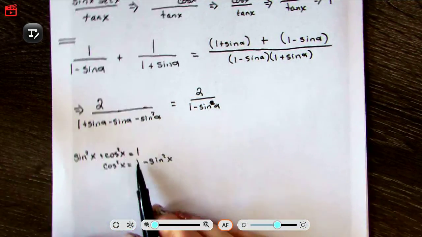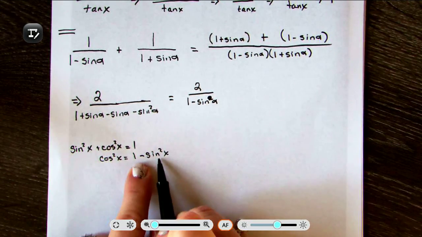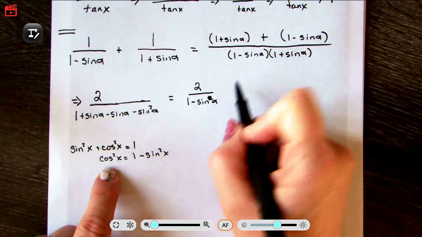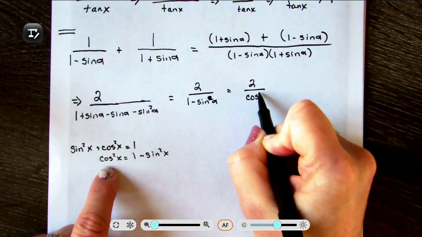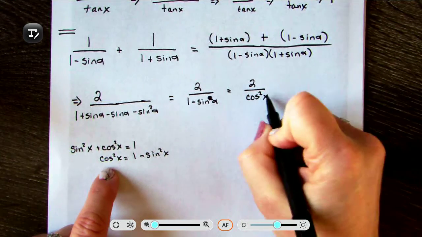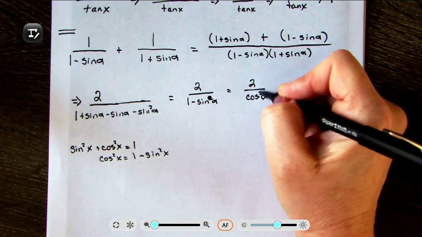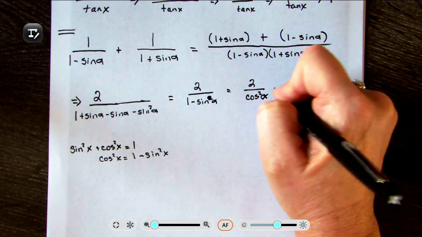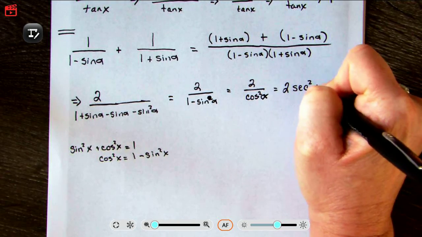I could have moved the cosine squared over and had sine squared equals 1 minus cosine squared. So I recognize this to be the other term. And again, that recognition just takes time. And I guess we got alpha, not x, in our problem. And now over cosine, that is my secant. So this is actually 2 secant squared alpha.